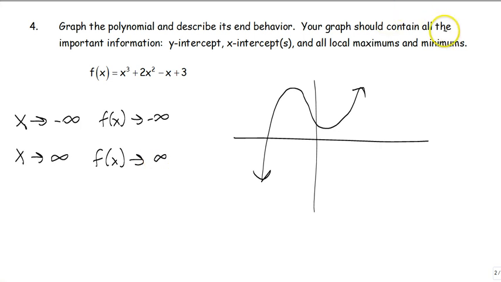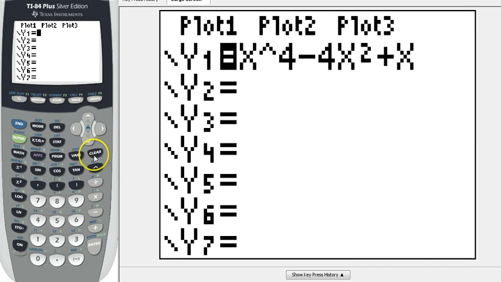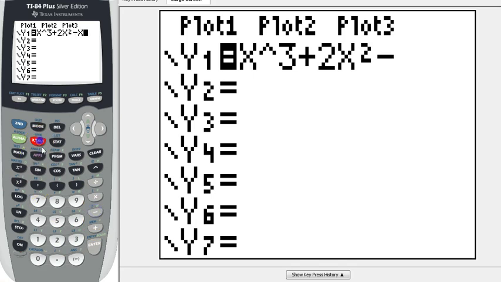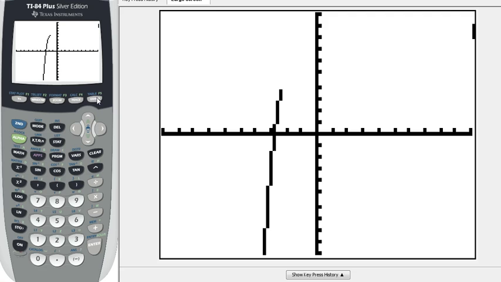Alright, it says your graph should contain all the important information: y-intercept, x-intercepts, and all local maxes and mins. Alright, so I need to find basically this point, this point, this point, this point, and that's it, because there's nothing else there. Okay, so let's do that on the calculator. Again, you need to type this in, x to the third. You might already have it in there, plus 2x squared minus x plus 3. And we graph it. There it is.